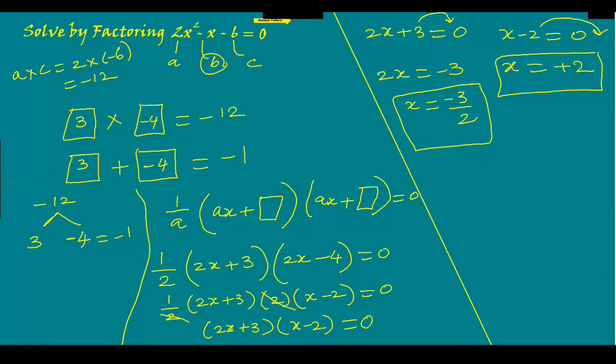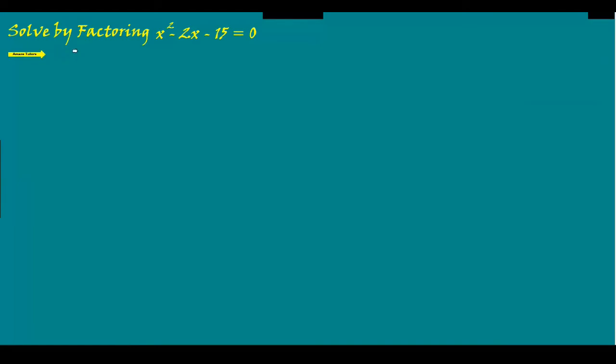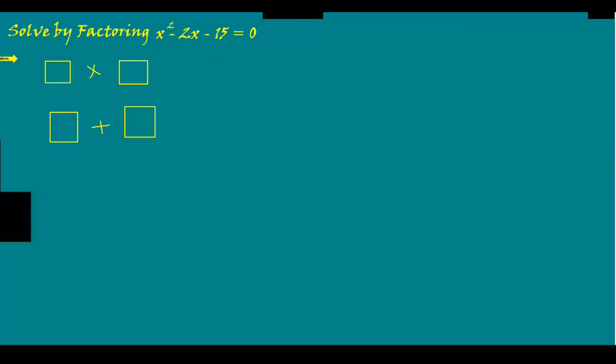Okay, let's look at the next question. Solve by factoring. x squared minus 2x minus 15 is equal to 0. Let's follow the same method. Method 1, two numbers, whose product will be AC. What is AC? In this case, A is +1. As there is no coefficient, we have to consider that as 1. A equals 1, B equals -2, C equals -15.